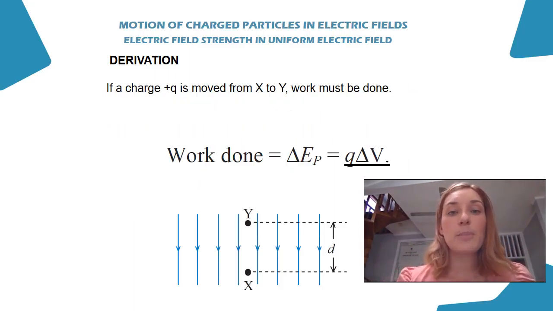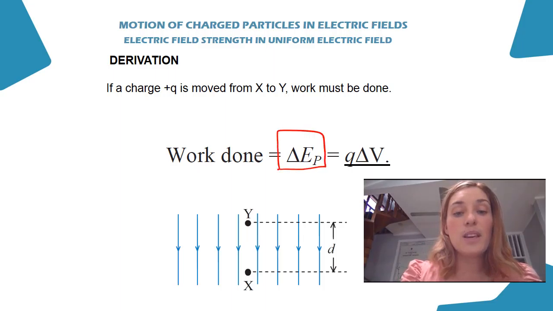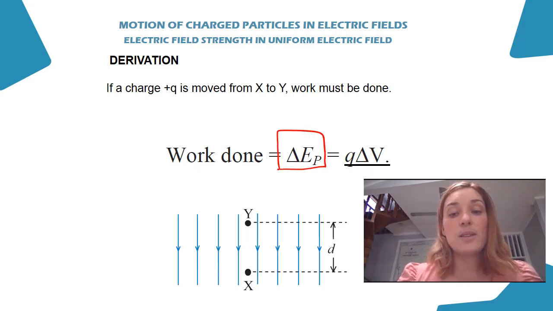Alright, so as we know from part 1 of this presentation, if we have a charge being moved from any point to another point within an electric field, we know that work has to be done. So the work done is equal to the change in electric potential energy of those 2 points. And basically from the last presentation, we know that the delta EP, or the work done, is equal to Q multiplied by the potential difference.